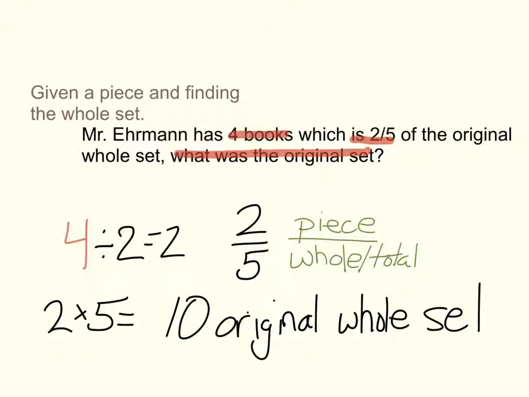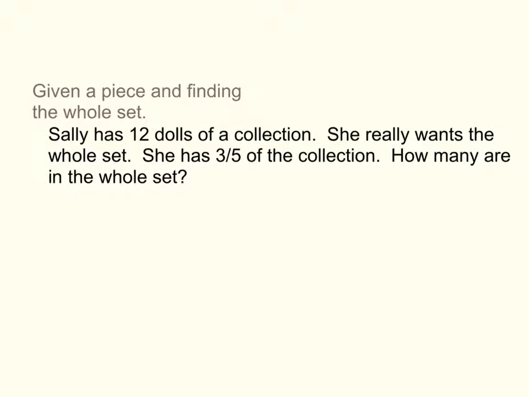So remember that we are following the same sequence of operations: division, then multiply. But we divide by the numerator because the 4 is the piece, and we divide by the part of the fraction that it represents. In our last example, Sally has 12 dolls of a collection. She really wants the whole set. She has 3/5 of the collection. How many are in the whole set? We are given the piece, and we're finding the whole.